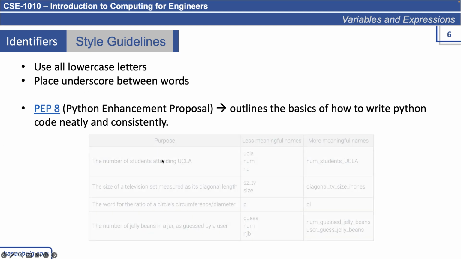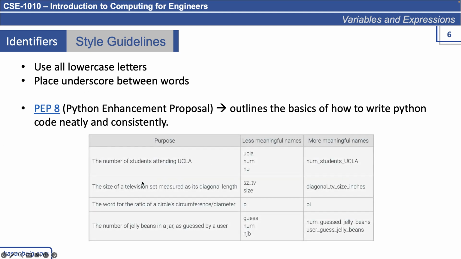Anyway, so for example, if you're writing code in which you have to store the number of students attending UCLA, so instead of giving a variable name like UCLA, num, and u, it is better that you give it a proper name, which makes the purpose of the variable evident, like num underscore students underscore UCLA. So if I'm reading your code, I can clearly see what you are trying to store in this particular variable. Okay.